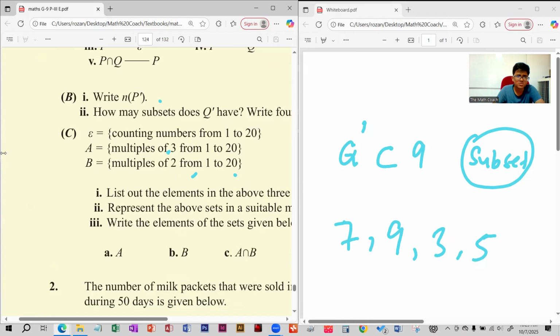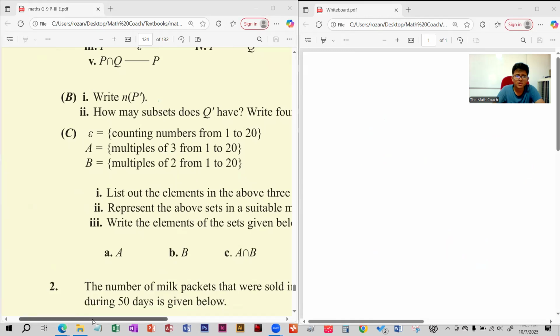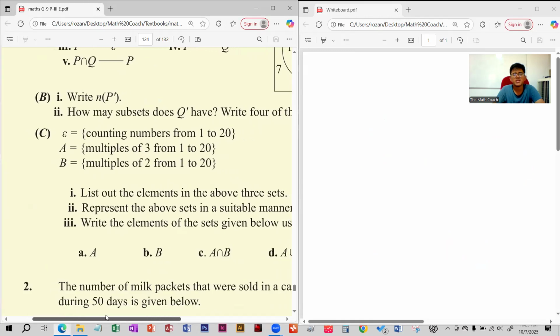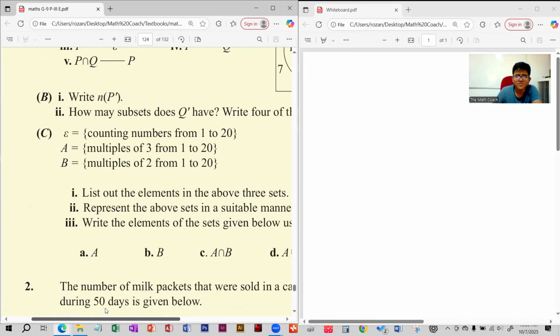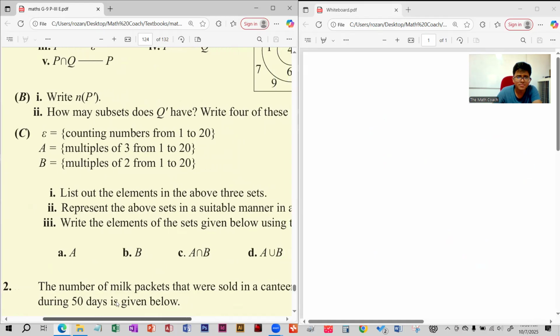The C part here, the most awaited one. The C part is saying that the universal set is counting numbers from 1 to 20, and so on. Okay, we get it. A is going to be the multiples of 3 from 1 to 20, and B is going to be multiples of 2 from 1 to 20. List out the elements in the above three sets.